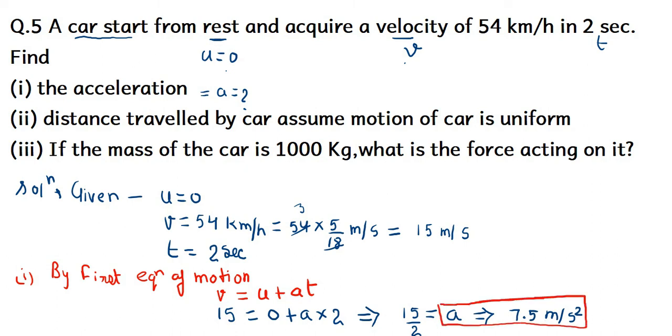Okay. Now second part of this question, distance traveled by the car. That means S. It is asking about S. So how do we find S? Clearly we have to use the equation of motion in which S or distance is coming. Okay. So in which equation?